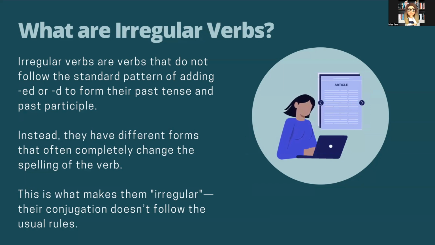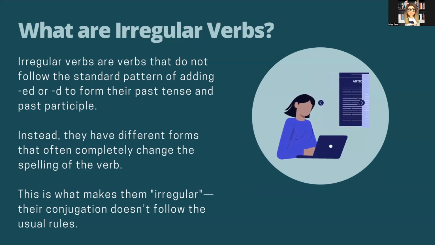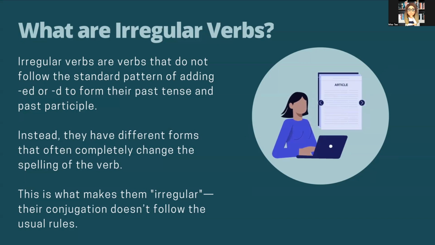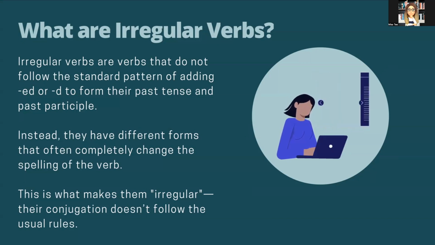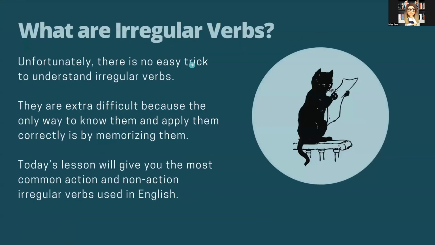So instead, they have different forms that often completely change the spelling of the verb. This is what makes them irregular. Their conjugation doesn't follow the usual rules. So conjugation is the process of changing the form of a word based on changes like the tense. So more information. What are irregular verbs?